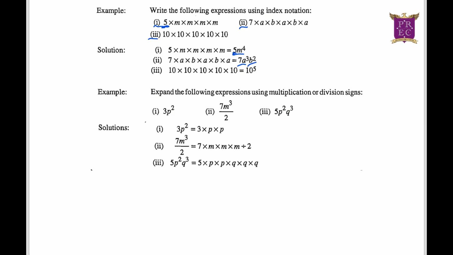So that's pretty simple. In this question, it asks us to expand these indices into an expression without indices. Looking at this expression, we can see there's a 5, a p squared and a q cubed. The p squared tells us that p is multiplied by itself twice, and the q cubed tells us q is multiplied by itself 3 times. So we write 5 times p times q times q times q. That's the unsimplified version of this expression.